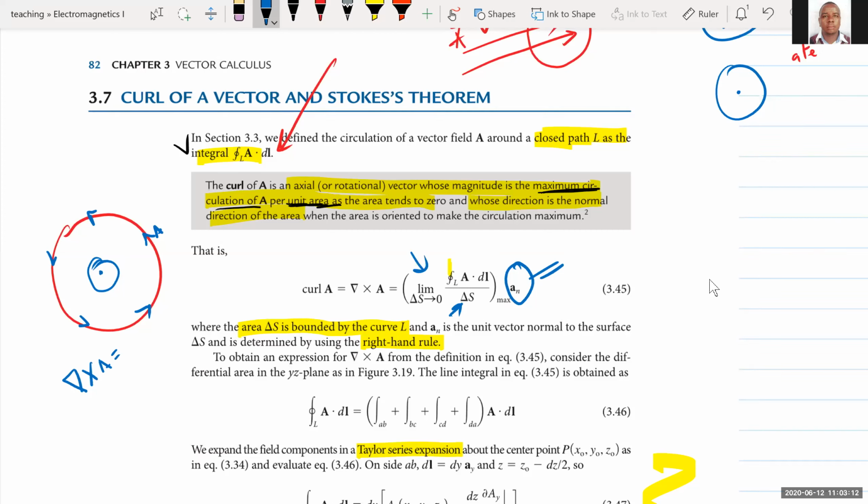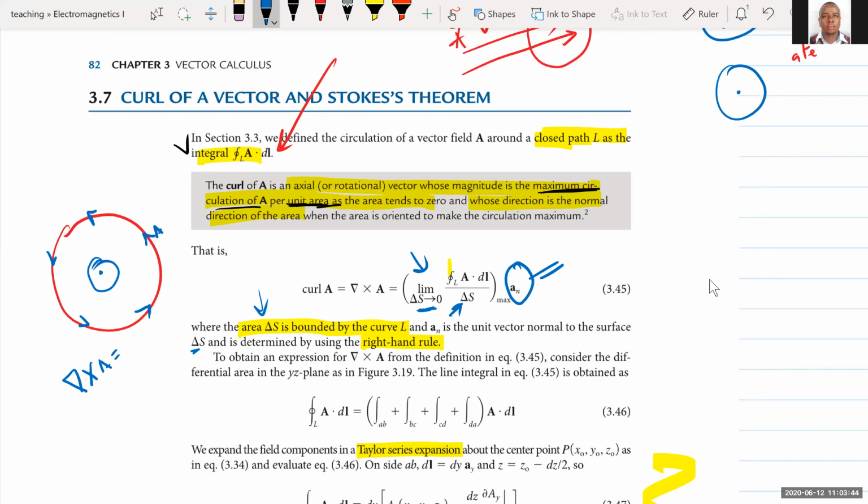And when you limit the incremental surface area to zero, that means we are doing the derivative. Derivative is the one where we normally introduce the concept of limit as the element approaches zero. So we are saying that the area ds is bounded by the curve L, and AN is the unit normal vector to the surface ds, and it is determined by the right hand rule.